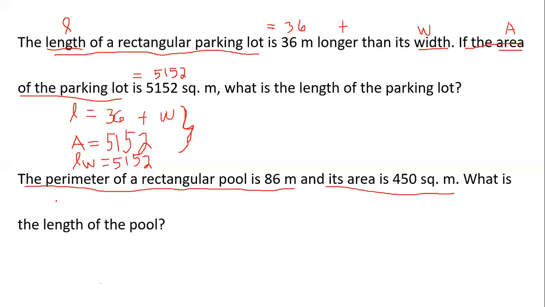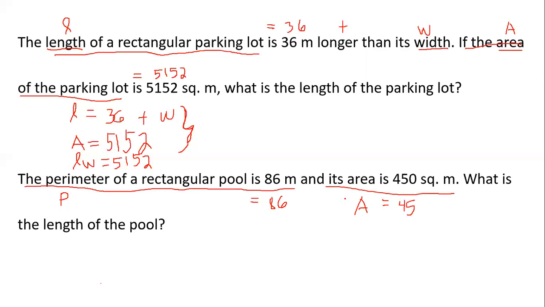Now, let's go to the translation part. The perimeter, we're going to represent that with P of a rectangular pool. So that rectangular pool has a perimeter, so yung P po yung ginamit natin is, andyan na naman yung is. So that is equal to 86 meters. Simple as that. That is our first equation. Our second equation is, its area is 450 square meters. The area A is equal sign 450 square meters.